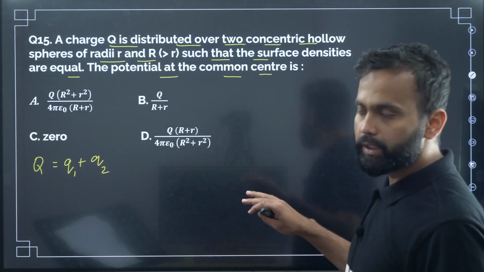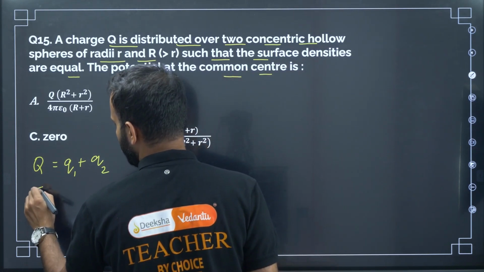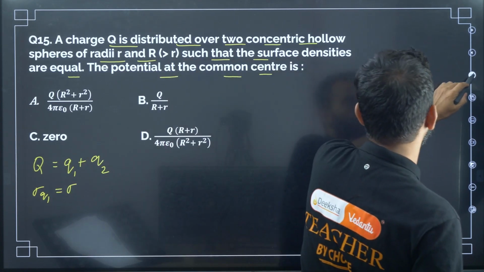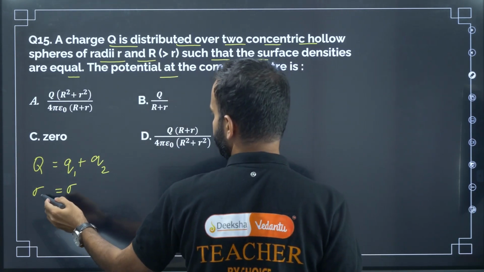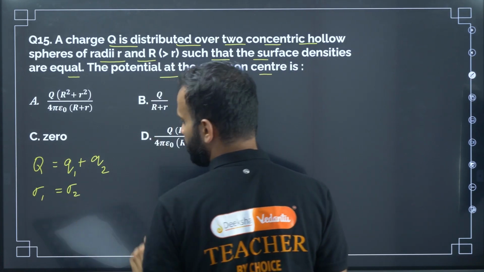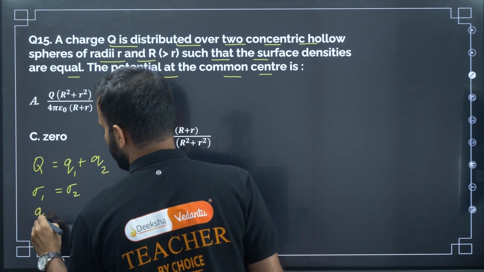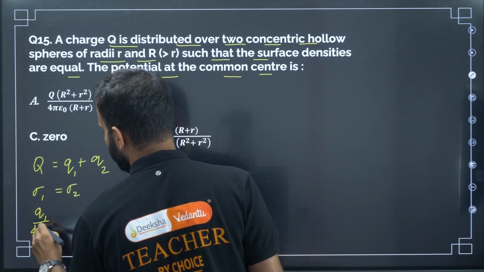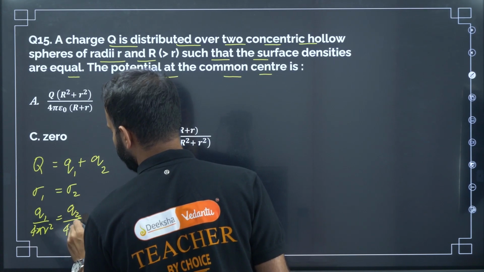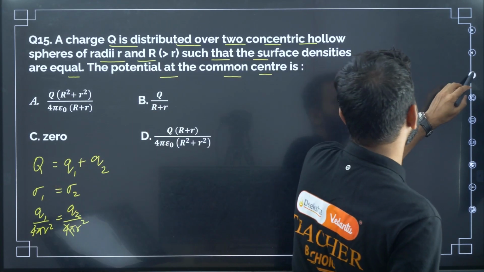The surface charge density is the same, or equal. That is sigma of the first hollow sphere is equal to sigma of the second hollow sphere, right? So sigma 1 is equal to Q1 divided by 4 pi r square, which is equal to Q2 divided by 4 pi R square, okay. So now 4 pi R square, this is not small r square, capital R square.